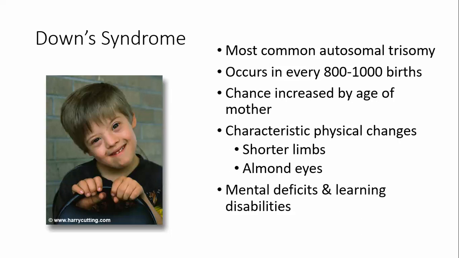People with Down syndrome are born in approximately every 800 to 1,000 births, so it's fairly common in the population. The chance of having a child with Down syndrome increases with the age of the mother. So the closer to 50 you get, having a child, if you're a woman, the more likely that the child will have Down syndrome. There are certain physical characteristics that are common to people with Down syndrome, and there are also some learning disabilities as well. It depends on the severity of the Down syndrome. Some people with Down syndrome are able to live independently. Others may need to have a caretaker or live-in assistance.